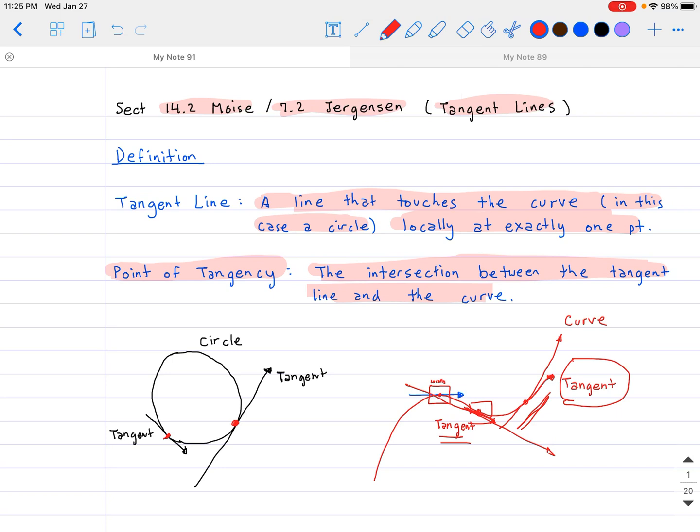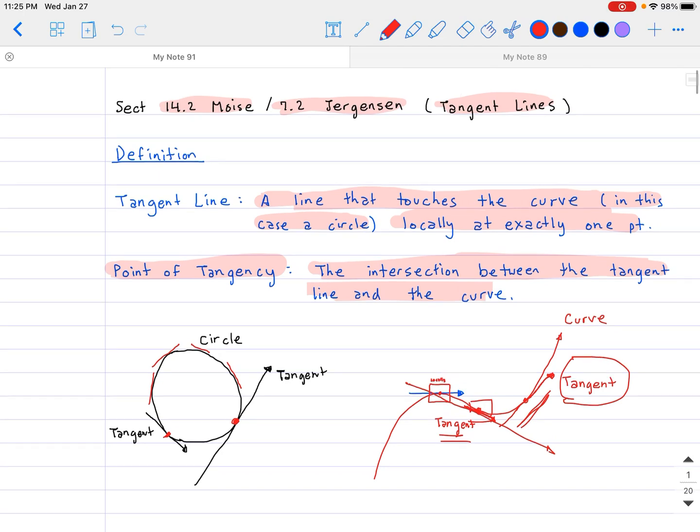But in the case of a circle, you don't have to worry about that, because no matter where you draw the tangent line, you can see that it's always going to intersect the circle at only one single point. Now, here's the interesting thing that we are looking at for this section.